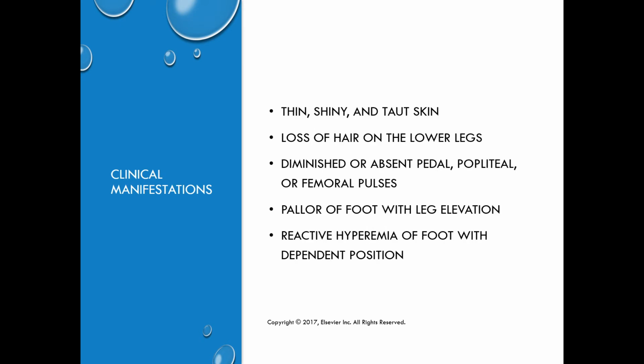Again, the thin, shiny, taut skin tends to be a sign and symptom of peripheral arterial disease, loss of hair on the lower extremities, diminished or absent pedal, popliteal, femoral pulses, pallor of the foot with leg elevation, reactive hyperemia of the foot with dependent position. So pallor is just the blanching of the foot, right? And it's going to develop in response to leg elevation. So remember, hyperemia, which is just redness of the foot, develops when the limb is in a dependent position. So when they start having redness when their foot is down, then that's a good sign or manifestation of peripheral arterial disease, okay?